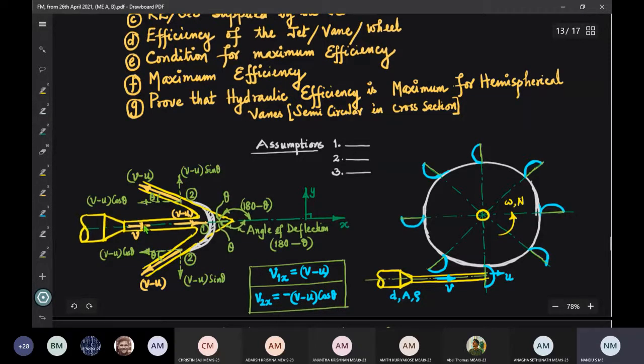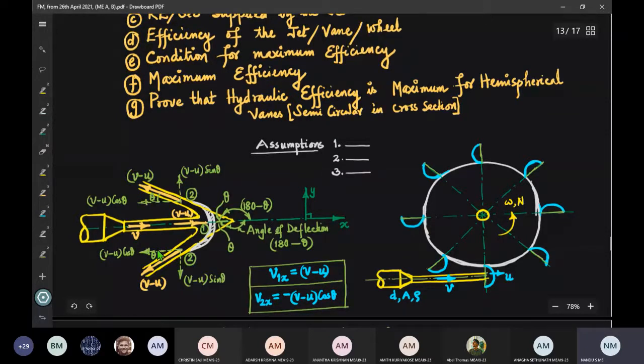The axis of symmetry of the jet as well as the vane is horizontal, and the deflected jet will have a magnitude of velocity equal to v minus u, because of zero kinetic energy loss due to shock. So v minus u is the magnitude of velocity of the deflected jet, and that is inclined at an angle theta to the horizontal.